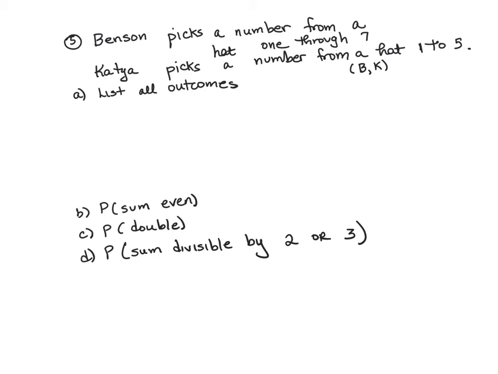And then, once we list our outcomes, we'd like to investigate B, the probability that the sum of the outcomes is even. C, the probability that we have a double. And D, the probability that the sum is divisible by 2 or by 3. Notice that if the sum is divisible by 2, it's equivalent to saying that the sum is even. So parts B and D overlap. Okay, so try this by yourselves. Pause the video and we'll continue.